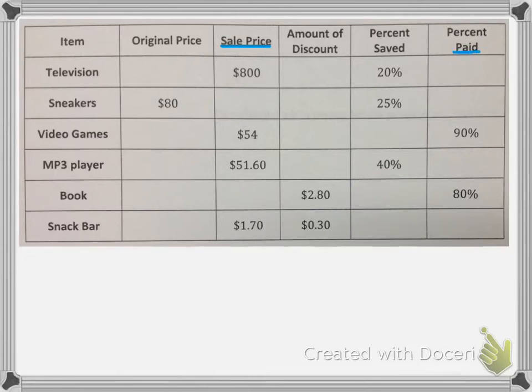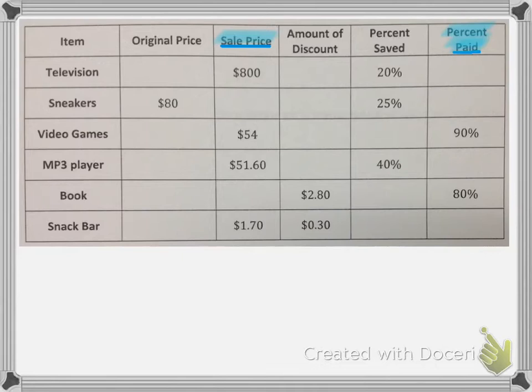Let me draw that line a little better. So let me use a highlighter so we can see this happening. And let me try to match the color up here. It's pretty good. Sales price. A little lighter, but we get the idea. Sales price and percent paid are related. The percent paid is going to help me find the sales price.